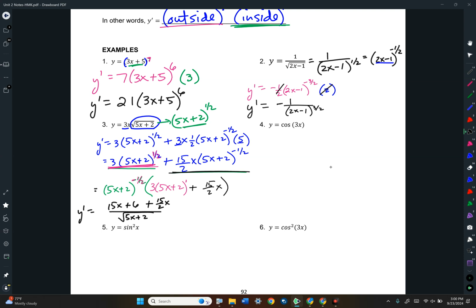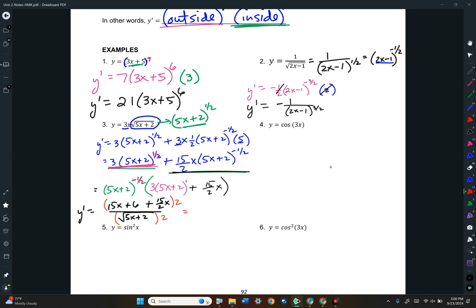Okay. Now, I have like terms, right? 15x and 15 halves x. So what I could do is add 15 and 15 halves, but do you see that I'm still going to have a fraction within a fraction? So I think what I'll do to clean this up is multiply the entire numerator and the entire denominator by the common denominator, which is 2. Remember, anytime we have a fraction within a fraction, this is an easy way to simplify.